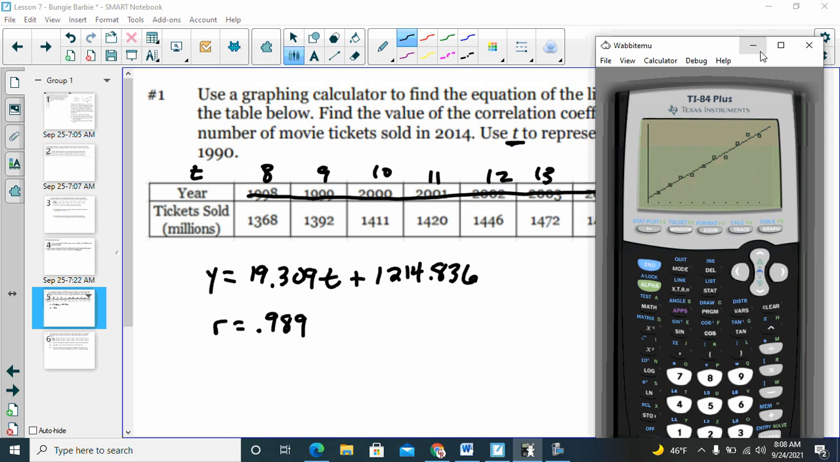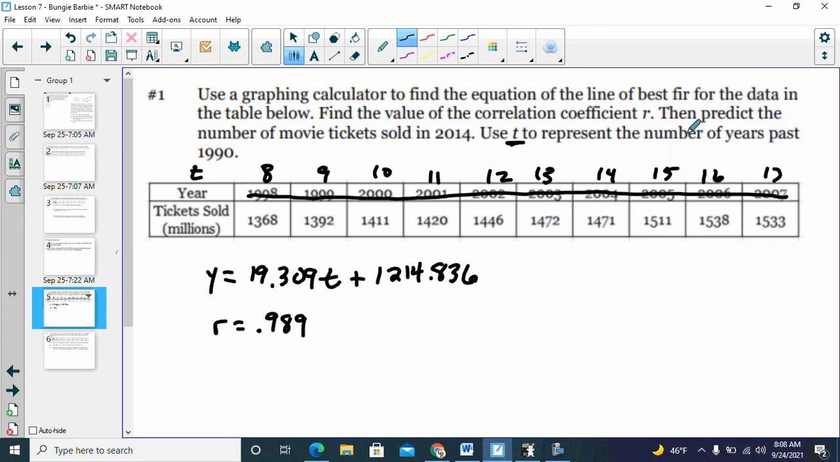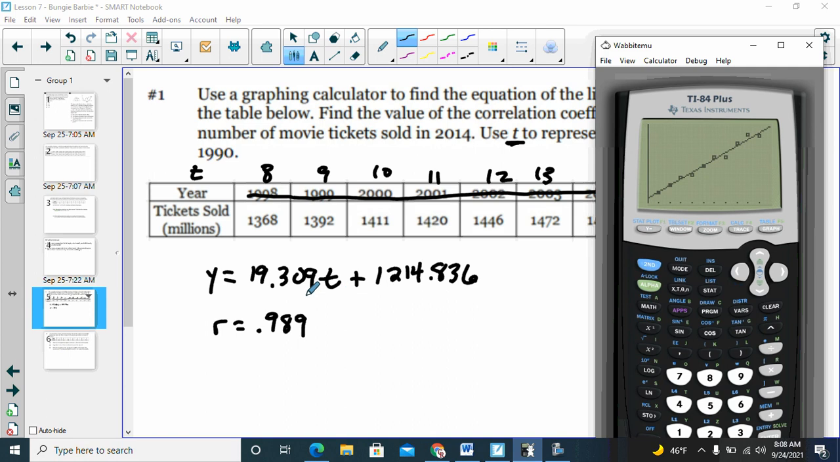Last thing it asks us to do is to predict the number of movie tickets sold in the year 2014. 2014 would be 24 years past 1990. That would match up with t equals 24. So we're just going to go to our regression equation and plug in 24. And there's a couple ways you could do it. You could actually just go back to the main screen and type in 24 for time. The problem with that sometimes is that this is a rounded number and this is a rounded number.